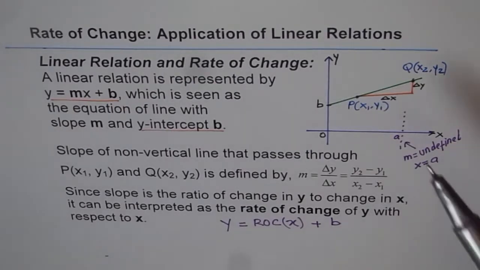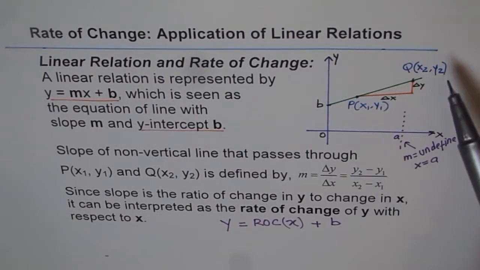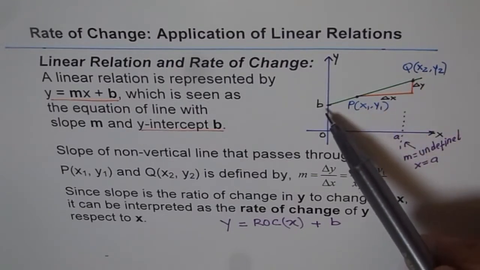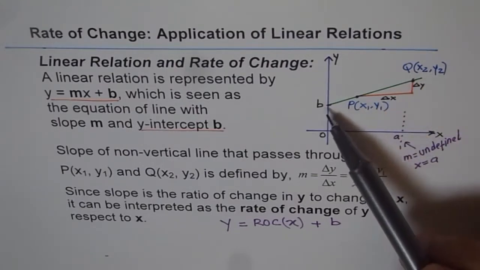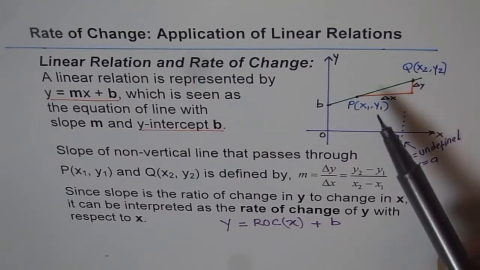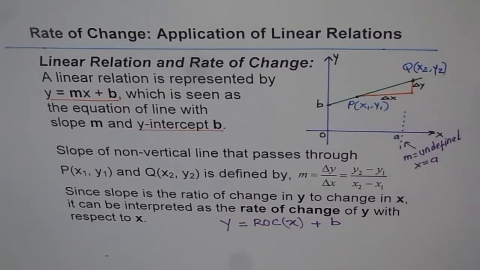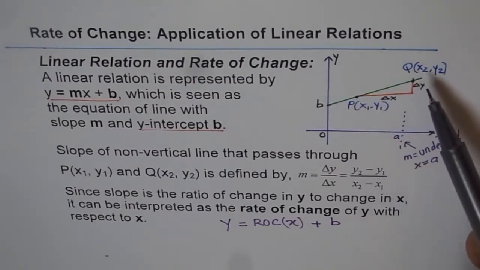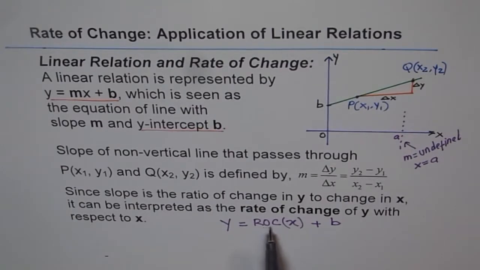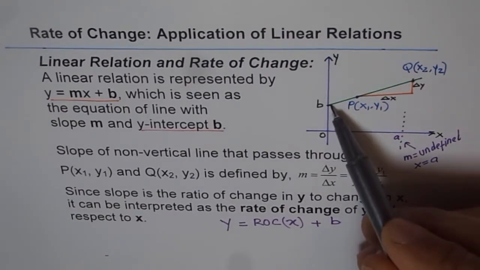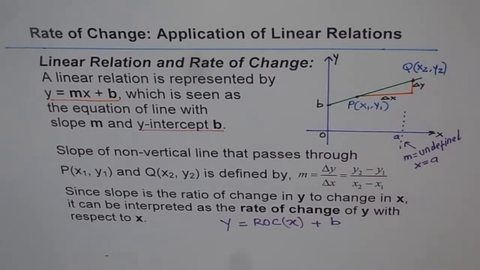Let us say a person is walking away from home and the person is already 100 meters away and the walking speed is 5 meters per second. In that case, the rate of change is 5 meters per second. So we'll get y equals 5x plus 100, meters away, plus 100. So we get another equation.